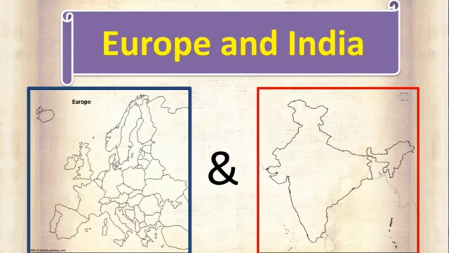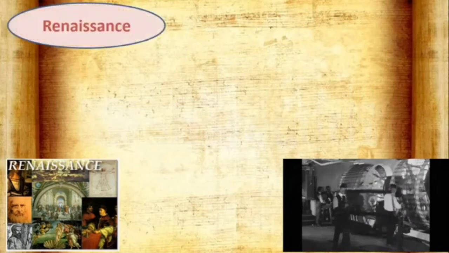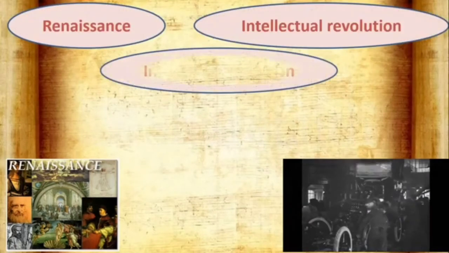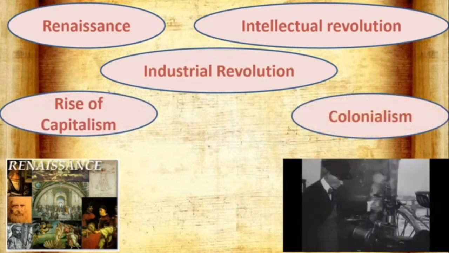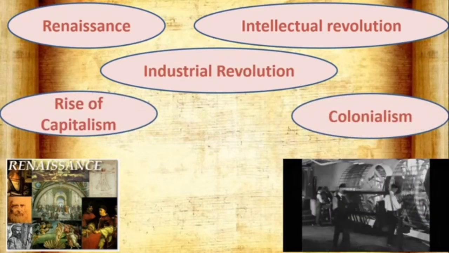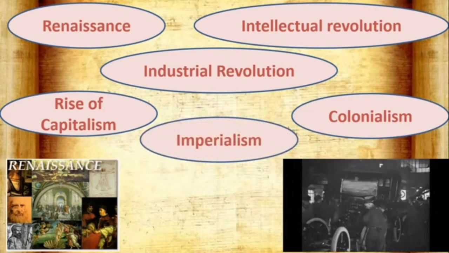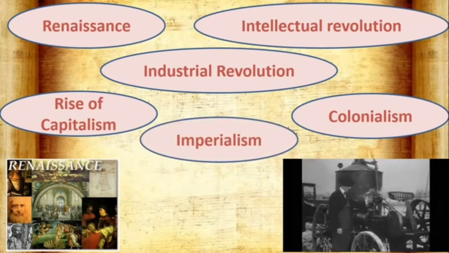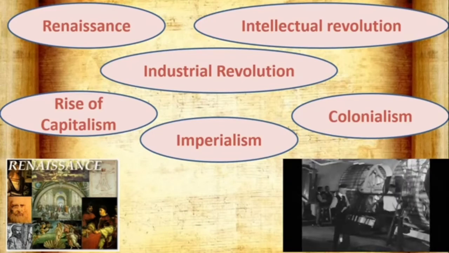So in today's lesson, we're going to talk a lot about things which happened in Europe between the 13th and the 16th century. There are many things which we have to talk about. You have the Renaissance period which happened in Europe. You have the intellectual revolution which happened in Europe. Then there was the industrial revolution, and because of the industrial revolution there was a rise of capitalism.